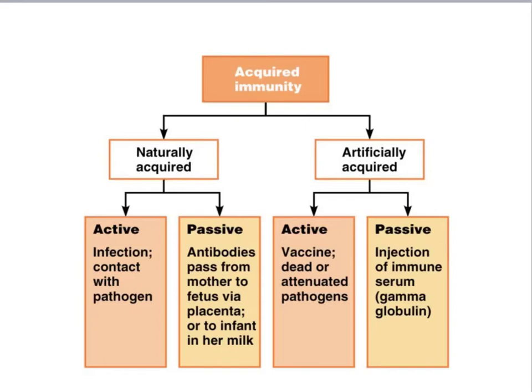Naturally acquired immunity can be active or passive. So you're either actively in contact with a pathogen, or you get it naturally via the mother through the placenta to a baby, or via breast milk. Artificially acquired immunity would be like when you get a vaccine against a disease, or if you were to have an injection of an actual antibody serum like gamma globulin.